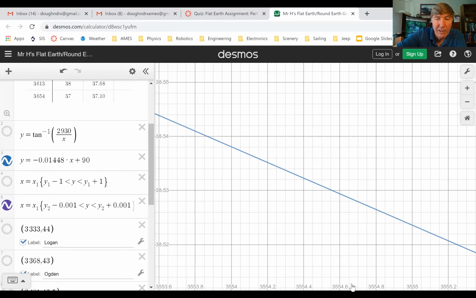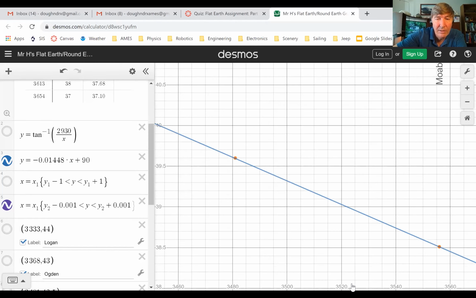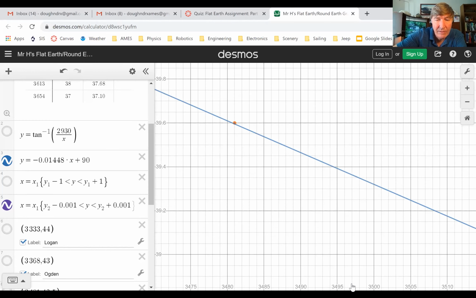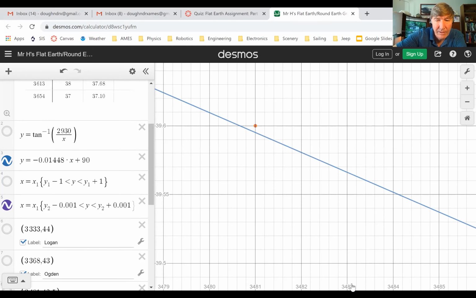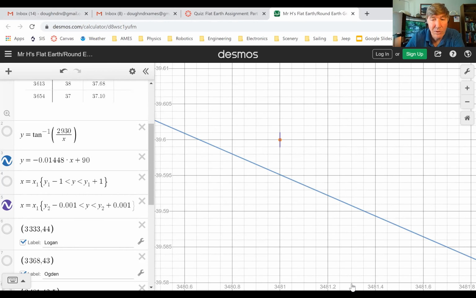Well, let's pick another one up here. Let's go to this data point up here. So let's go to Price, okay? Let's zoom in on Price. Hey, look at that, okay? Now these new error bars, remember, these are not plus or minus 1/100th anymore. These are plus or minus 1/1000th, okay? So you see that the model lies outside of the range of our data.